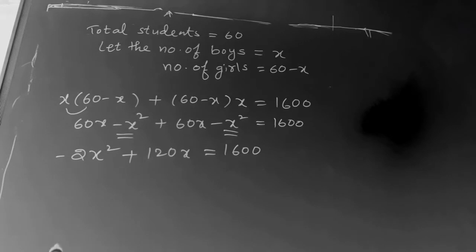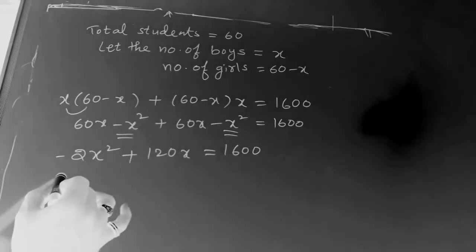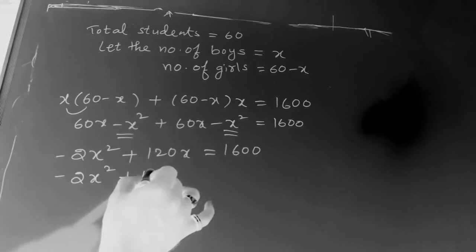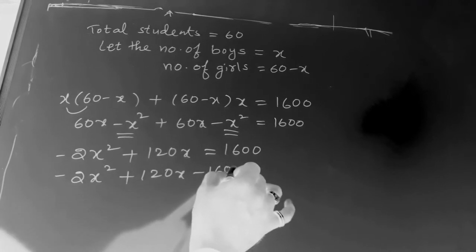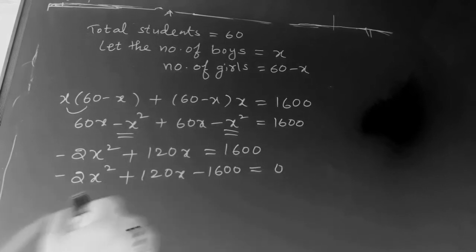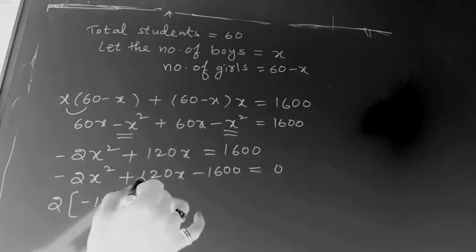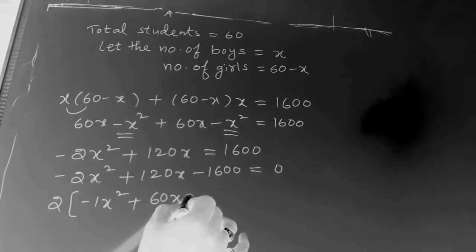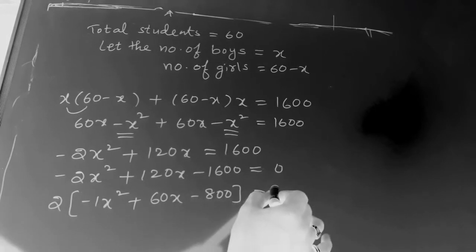Now we bring this 1600 to the left side: 2x square plus 120x minus 1600 equals 0. Here you take 2 common: minus x square plus 60x minus 800 equals 0.